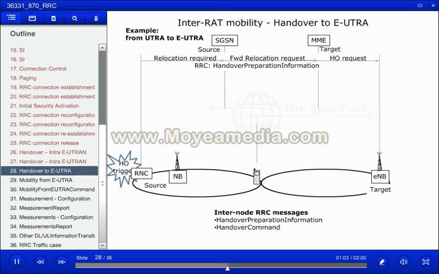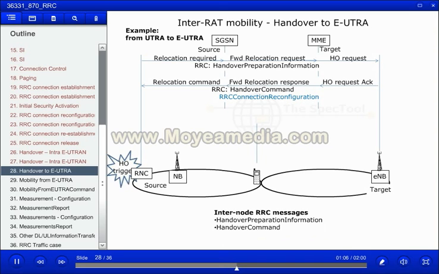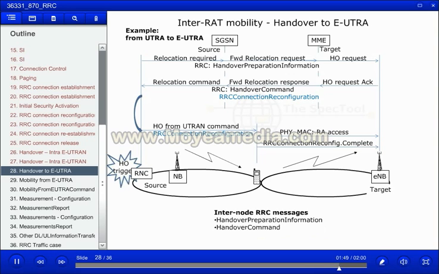The eNode B will respond with the handover request acknowledge message, including the internode RRC handover command message, carrying the RRC connection reconfiguration message, which will be transparently delivered to the UE via MME, SGSN, serving RNC and Node B. When receiving this message, the UE will perform random access towards the target EUTRAN cell. Once random access has been successfully performed, the UE will send the RRC connection reconfiguration complete message to the target eNode B, which from now on will be the serving eNode B.